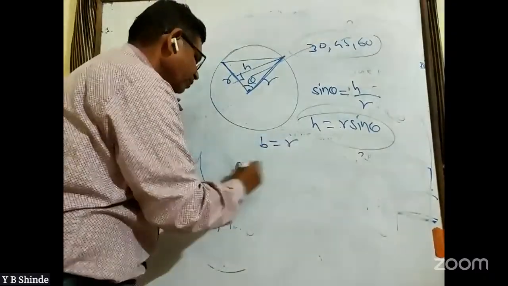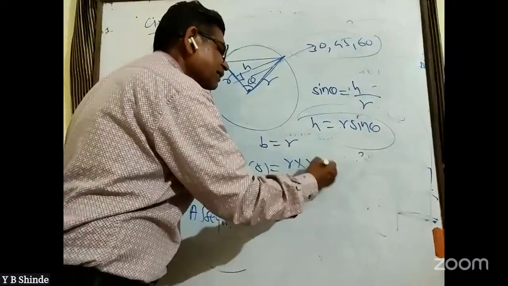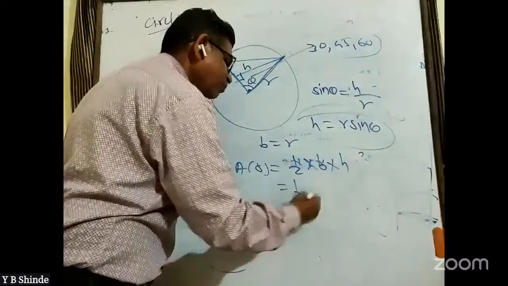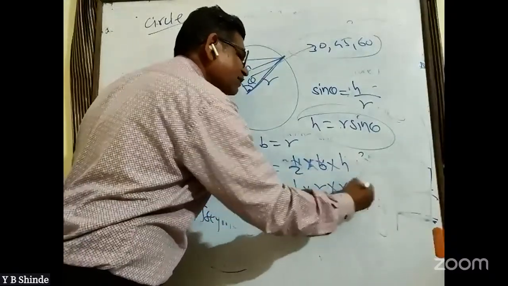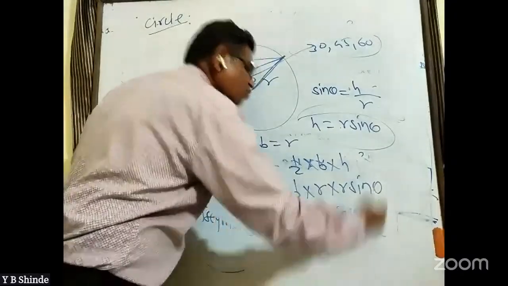The base is r. So the area of the triangle will be what? Keep in mind, half into base into height, that is half into r into r sine theta. And what is it? Half r square sine theta. It is today's last formula.